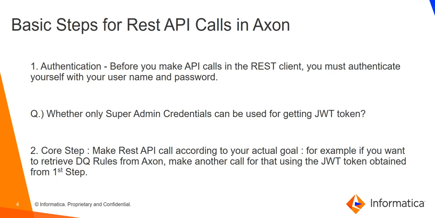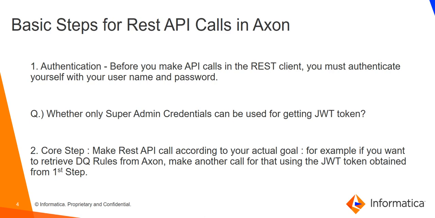One of the most asked questions here is whether only super admin credentials can be used for getting the JWT token. The answer is no. We can use the credentials of a web user or even of an admin or a super admin. The purpose here is only to ensure that whatever user authentication you are using for making the REST API call is already present in your Axon instance. If it is already present, you will get the JWT token and you can proceed further. If that user is not present in Axon, then it will not allow you.